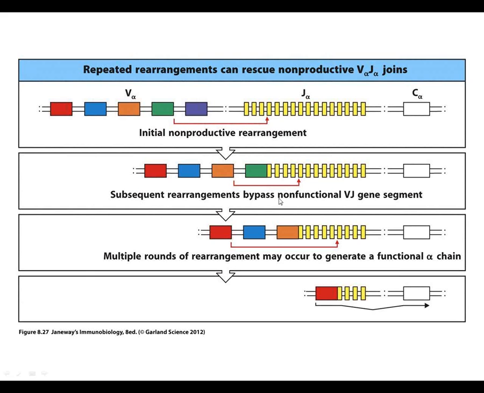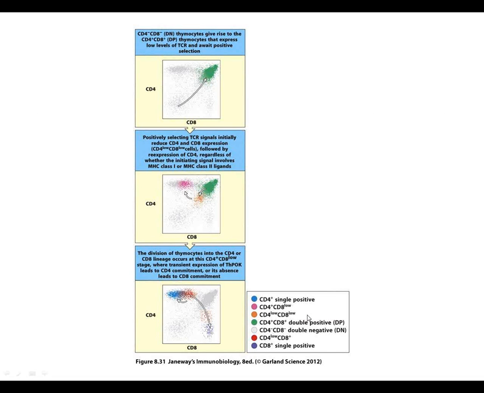Okay. Similar to the light chains, you can actually get a rescue of a non-productive VJ alpha join. So if you have an initial non-productive rearrangement, then you can get a subsequent rearrangement that bypasses that non-functional gene to hopefully result in one that will work. Small point to remember.